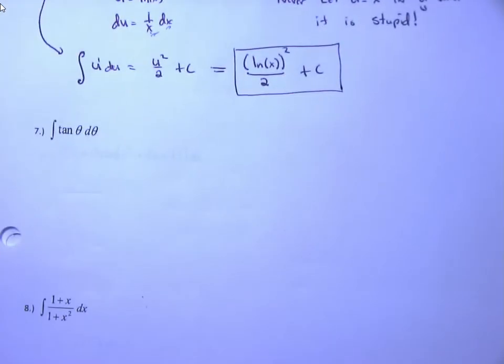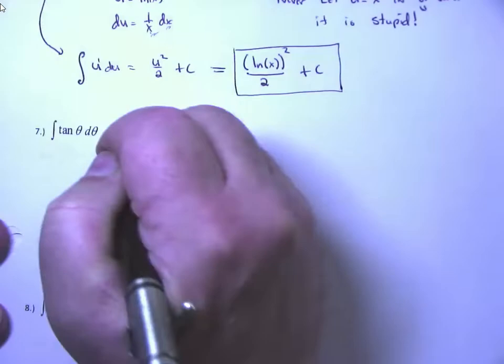Integrate tangent of theta d theta. That's not one I have memorized. I don't know the integral of tangent. I know the integral of secant squared of x dx is tangent, but I don't know what the integral of tangent is. That's not one I have memorized. Well, clean it up then. What's tangent also known as? Sine over cosine. So you're using your algebra skills.